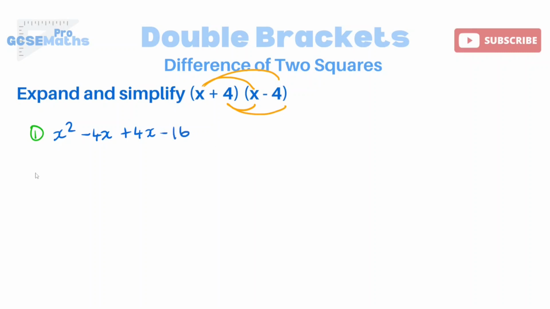I simplify in the exact same way. I've still got my x squared, but I know that these two in the middle I'm going to add together. However, can you see that I've got minus 4x plus 4x? Well, that should cancel out. That's going to give me 0, isn't it? Okay, so those cancel out. You don't even have an x in this case. And then we still have minus 16.